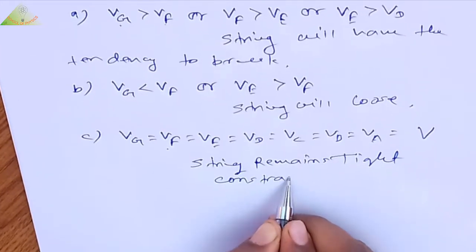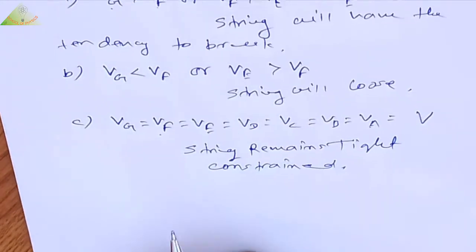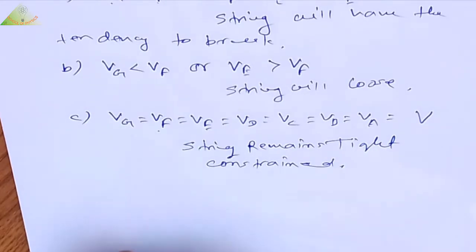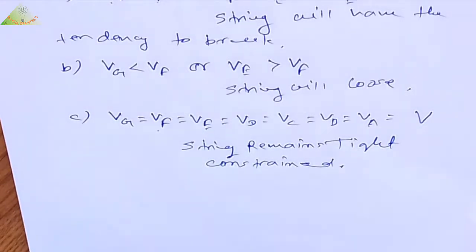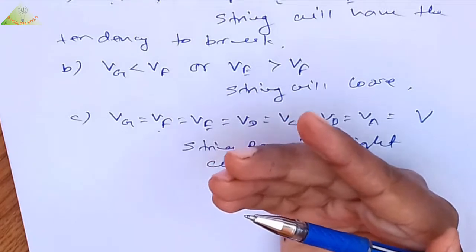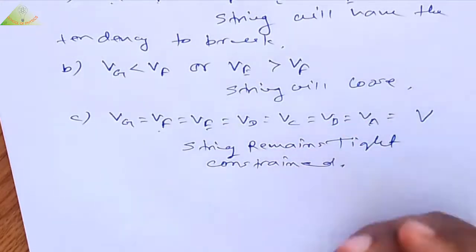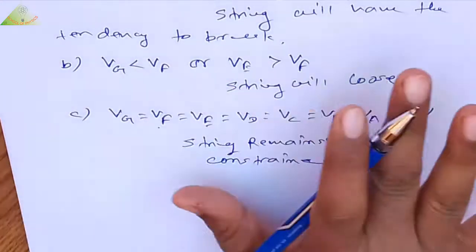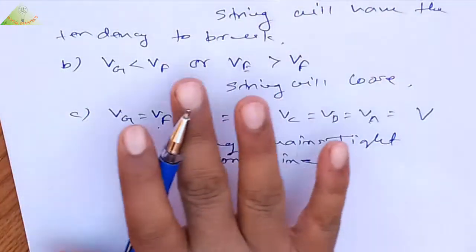This is what we are going to study in the constraint of string, that all the particles of the string will be moving with the same velocity or same acceleration. Remember that this velocity constraint is the same for the acceleration. The same relation can also be implemented for the acceleration part. This is the basic structure of the string, how these things happen.